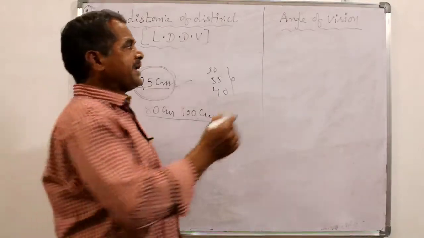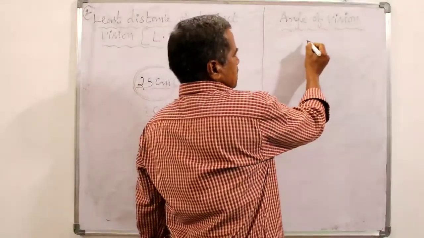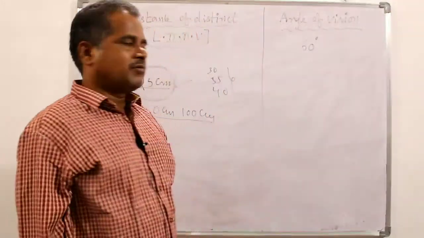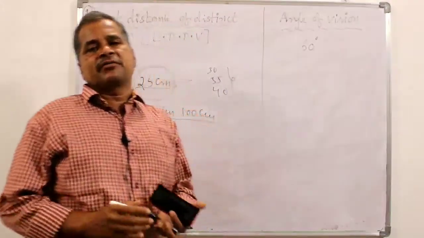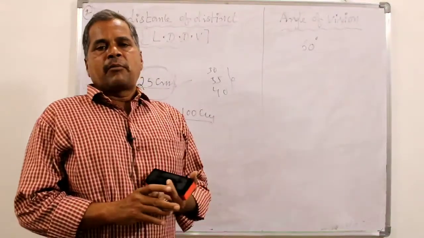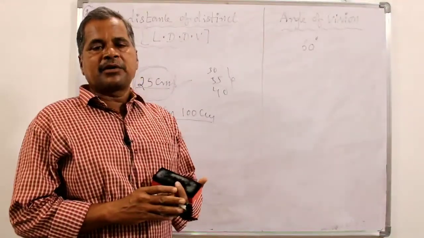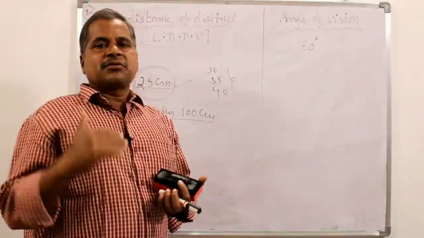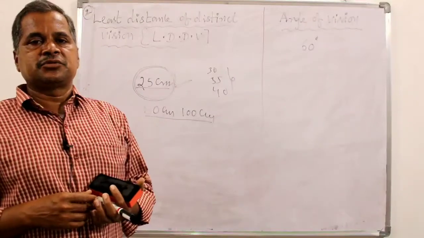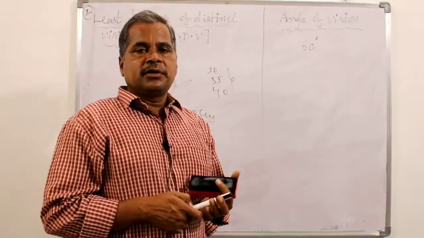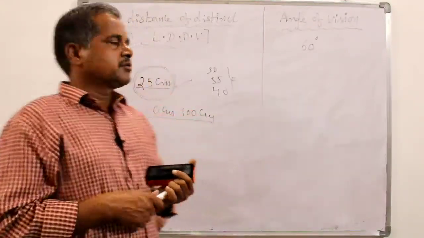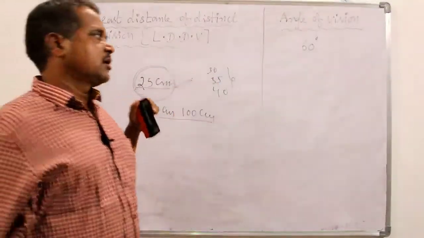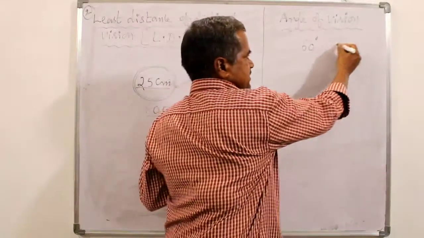Next, angle of vision. The value of the angle of vision for any human being is 60 degrees. What is meant by angle of vision? The maximum angle at which any person can see both ends of any vertical object is called the angle of vision. Here we are getting two values: one is the least distance of distinct vision, that is 25 centimeters, and the angle of vision is 60 degrees.